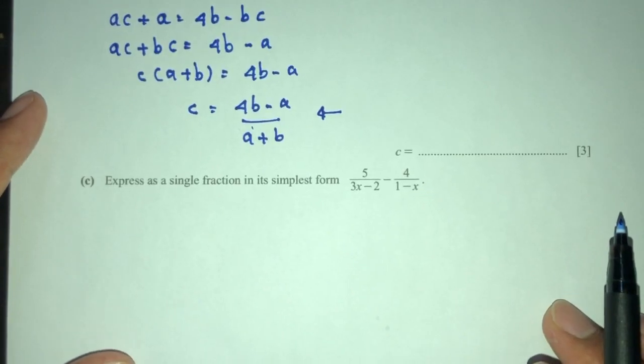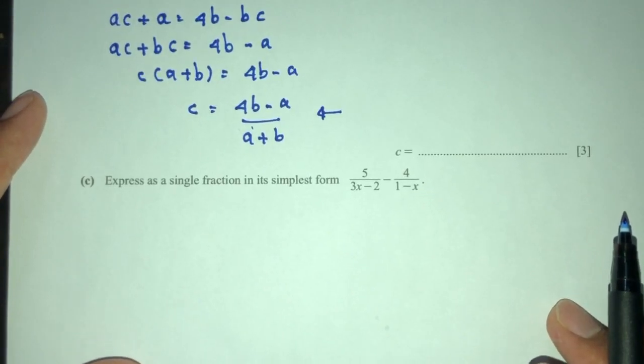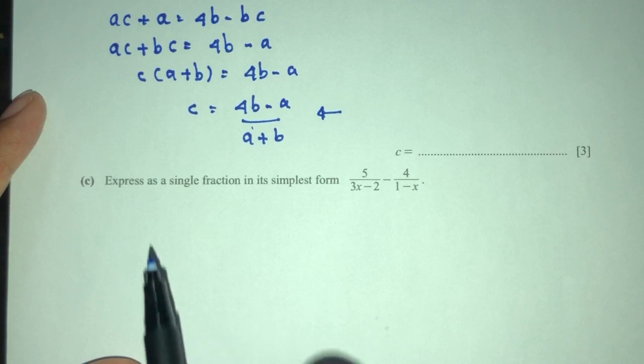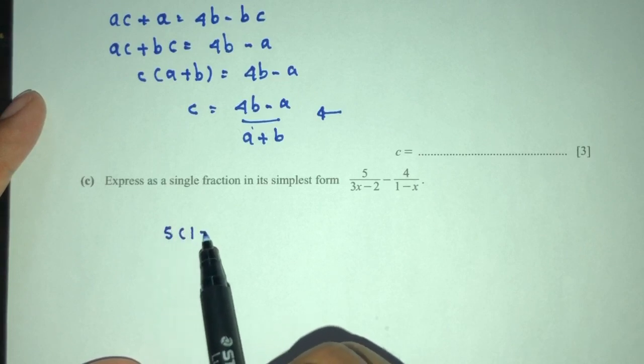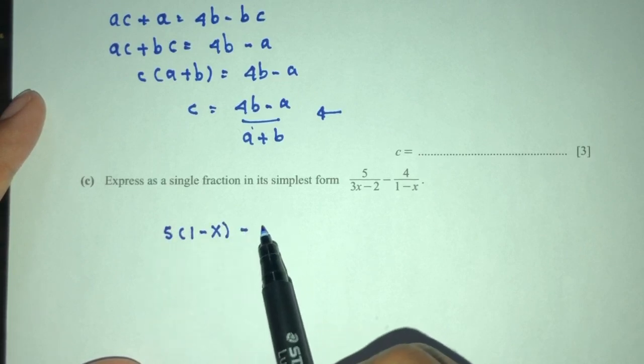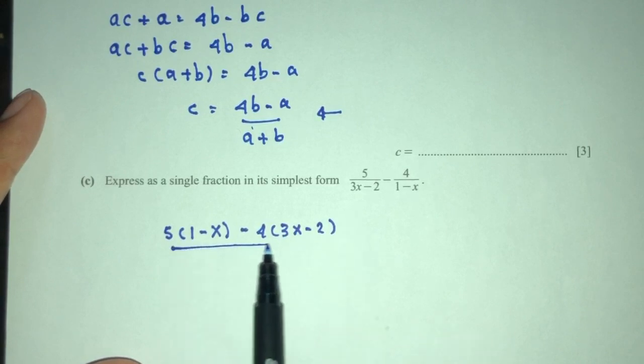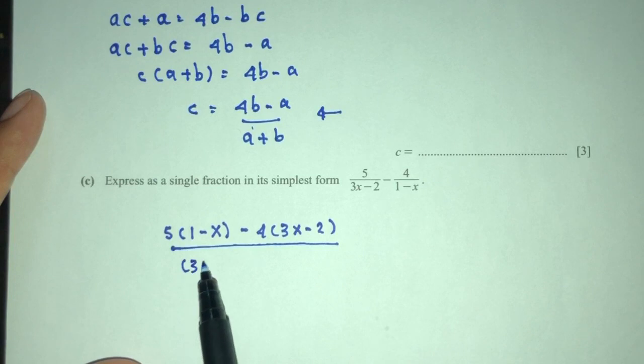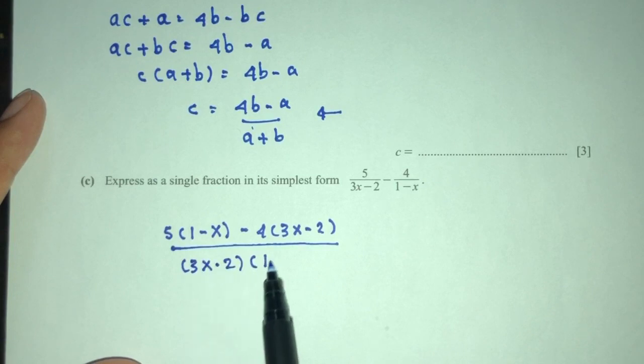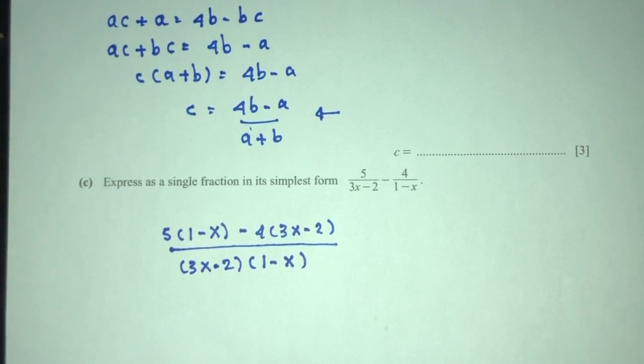Now part C, finally we have to express this as a single fraction. The bases are different, so we have to first cross multiply. You have 5 times (1 minus x), and then here we have minus 4 times (3x minus 2), and the bases, we have to multiply them by each other. Now again, this is just a boring process. We just have to expand and simplify. I will leave this up to you guys, and that will be the last question of this paper. I hope that was somewhat helpful. I will see you soon.